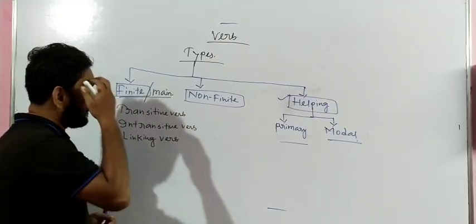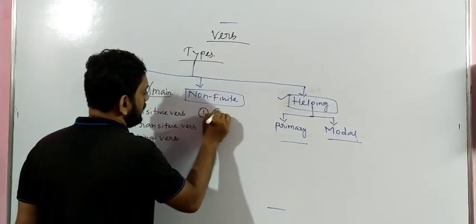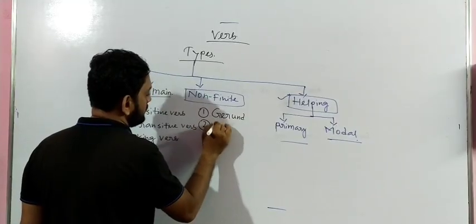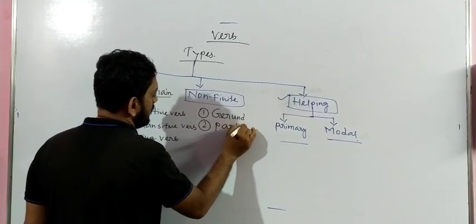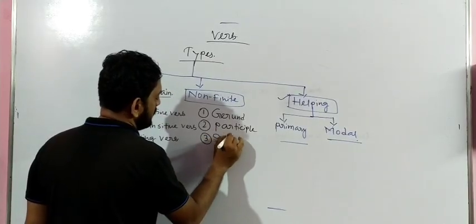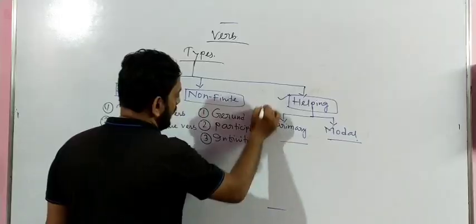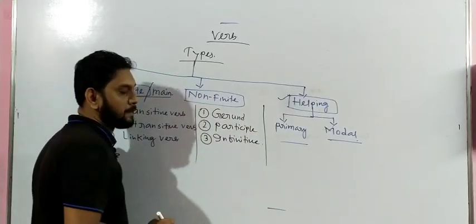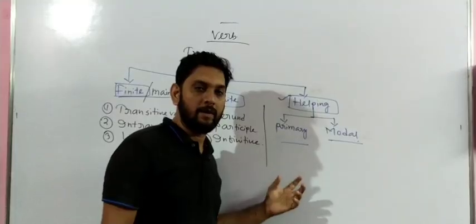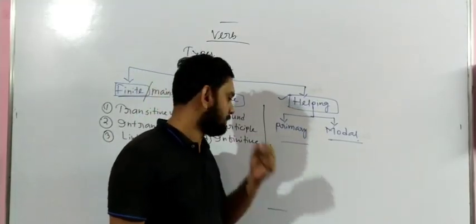So, transitive verb. And non-finite also has been divided into three parts. One is gerund, second is participle, and third one is infinitive. What is my point? And there are many primary helping verbs, like primary helping verbs means do, have. Okay, do, have, all these are primary helping verbs.